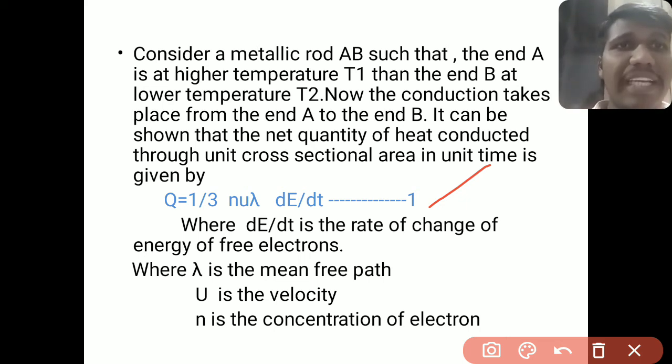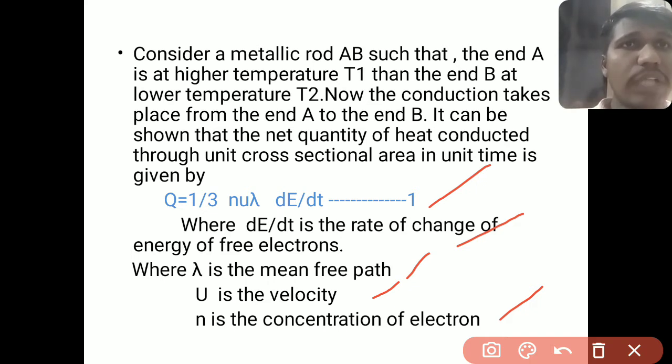Here dE divided by dt is the rate of change of energy of free electrons, lambda is the mean free path, u is the velocity, and n is the concentration of electrons. Consider a metallic rod, where the end A is at higher temperature T1 and end B is at lower temperature T2. Now the conduction takes place from end A to end B.